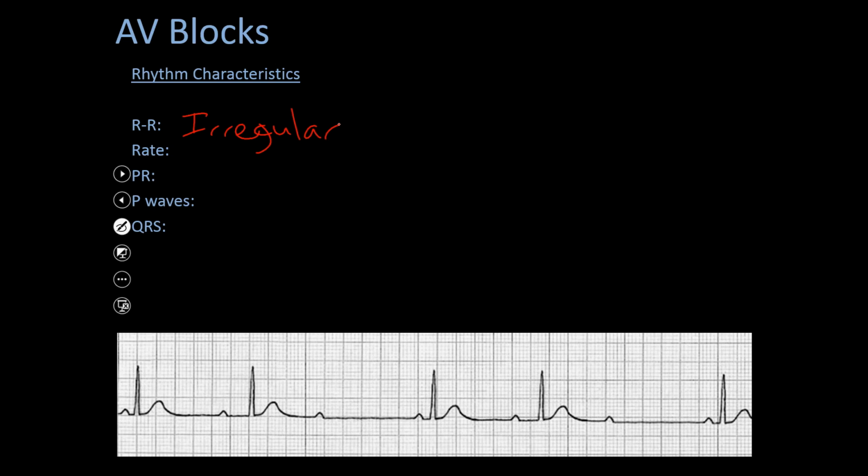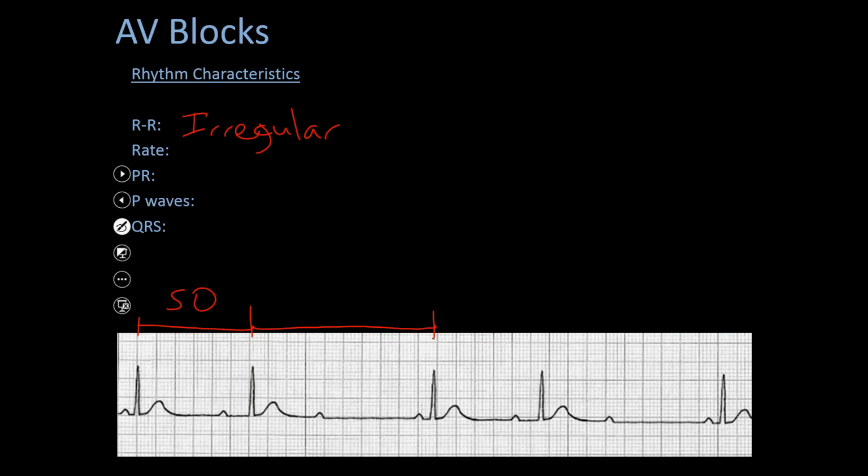Okay. What's the rate? Well, the rate between this R to R looks like about 6 large boxes, and 300 divided by 6 is 50 beats per minute. However, it's irregular. So you can't measure the rate simply based on those two R to R's.